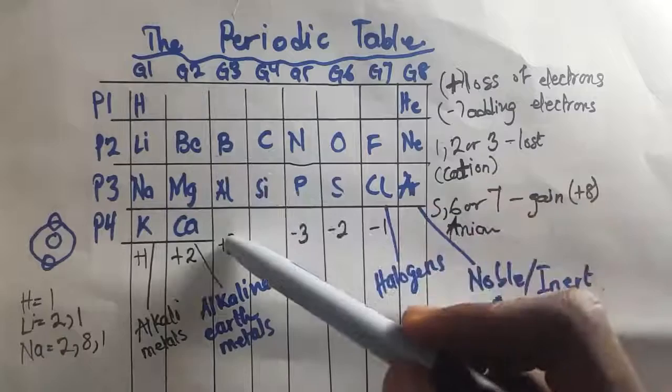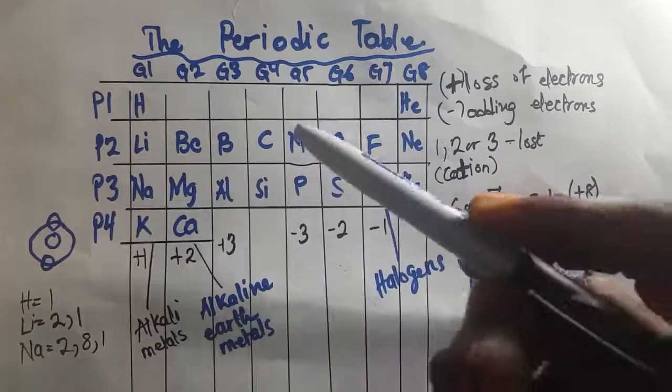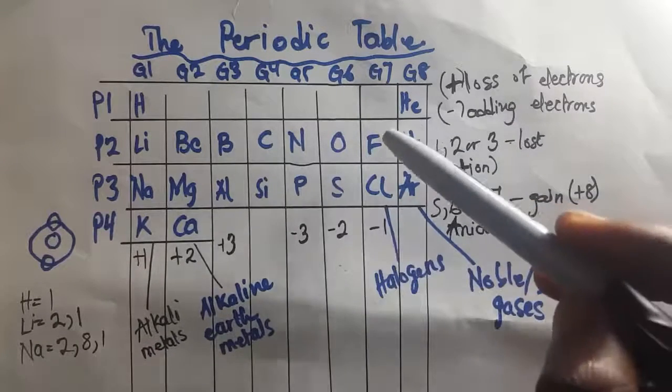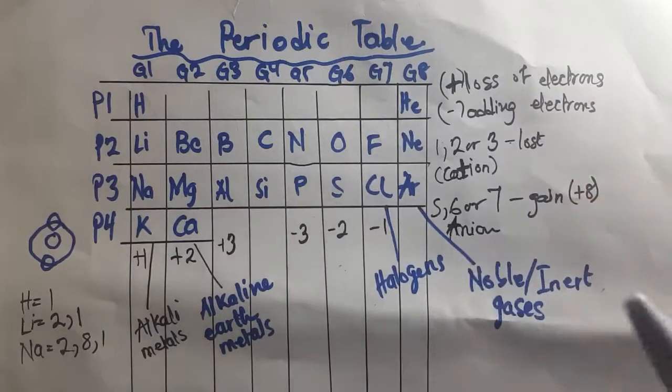Boron, aluminium, group 3. Carbon, silicon, group 4. Nitrogen, phosphorus, 5. Oxygen, sulfur 6, fluorine, chlorine 7, helium, neon, argon 8.